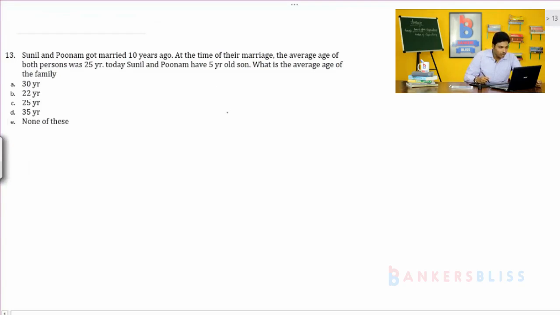So 10 years ago, their average was 25, means Sunil and Poonam's average age was 25. Average means equal. In the introduction class itself, I had told you the average means equal. So 10 years back, they had an age of 25 and 25. This is 10 years back. Now plus 10, plus 10. So the present ages are 35, 35.